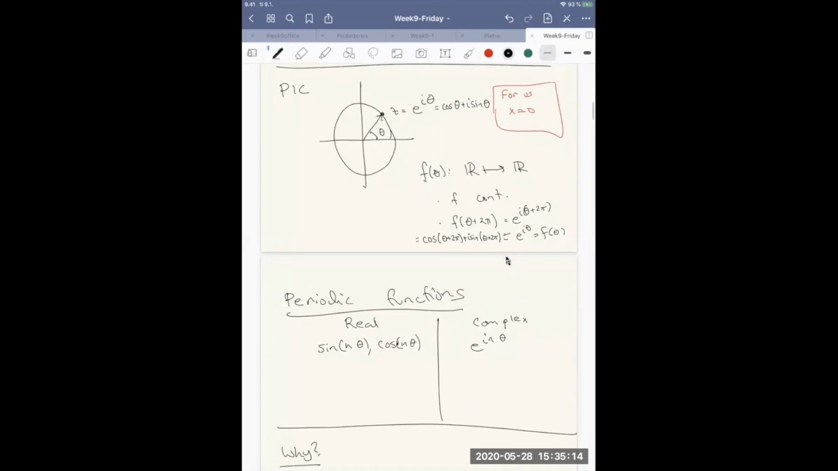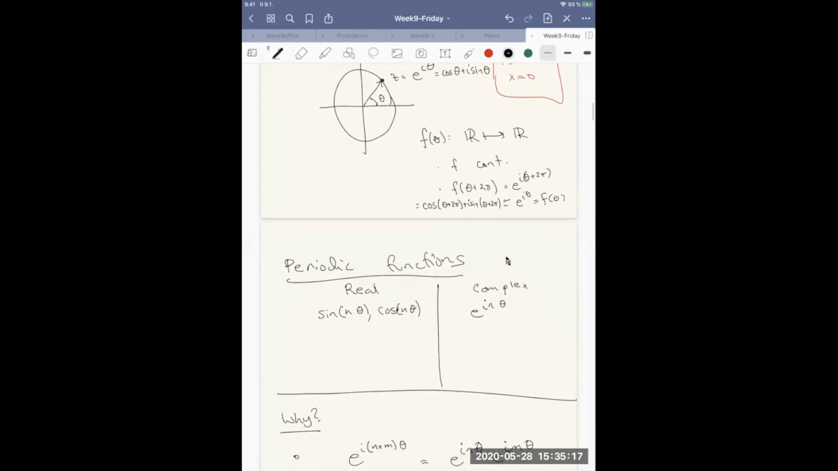So this gives us a 2 pi periodic continuous function. And you could think now that sine n theta and cosine n theta are the familiar periodic functions that you know from real numbers. Well, the complex version, these can all be written as cosine n theta plus i sine n theta. So the exponential is an abbreviated form because it contains the best of both worlds. It contains both cosine and sine as parts of it.